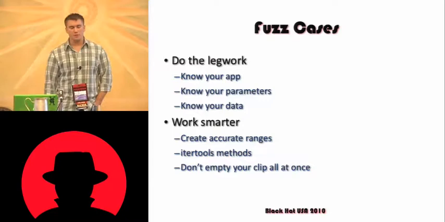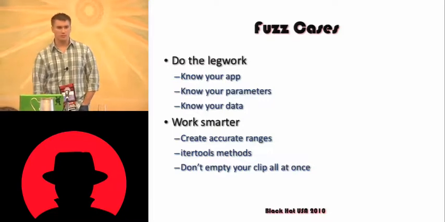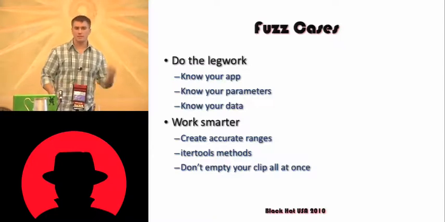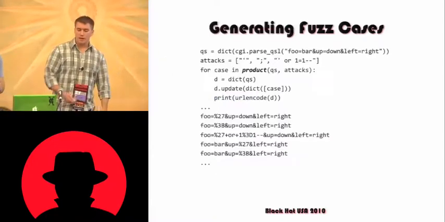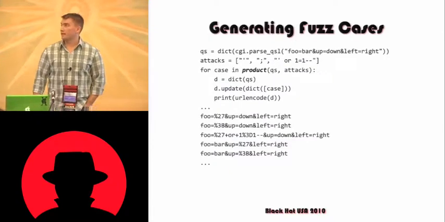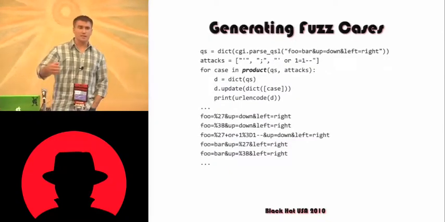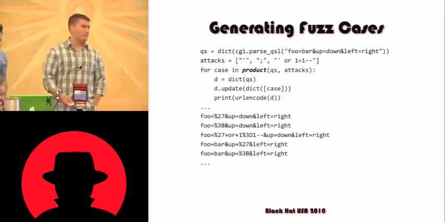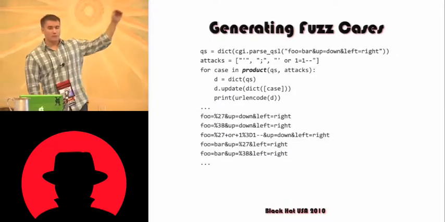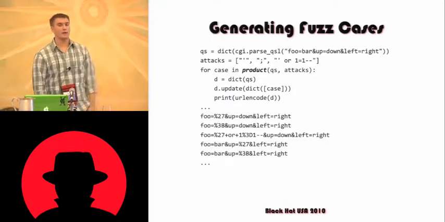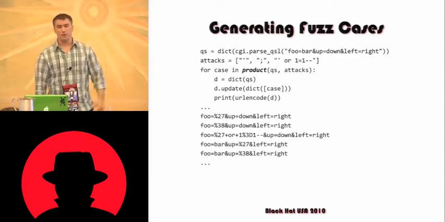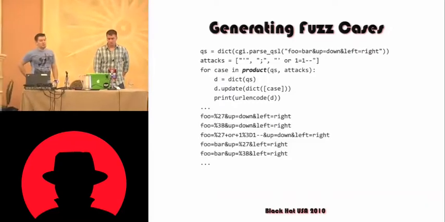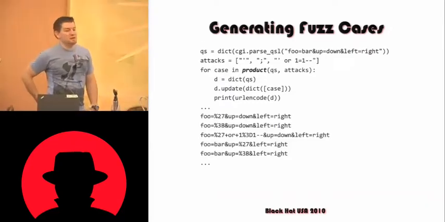A great module inside the standard library is itertools. There are various methods in itertools that let you create fuzz cases very easily. This is just an example. Say we have a list of parameters and a list of attacks. We could create a Cartesian product using the itertools product method to then fuzz every request parameter one by one, instead of throwing everything all at once. And itertools is specifically made to be more efficient than your standard for loop because it's made for iteration, hence iter.